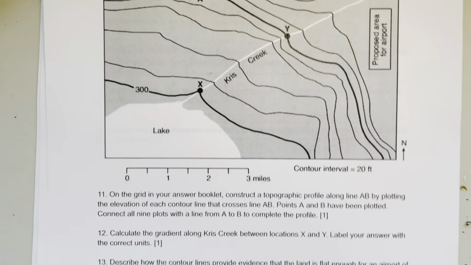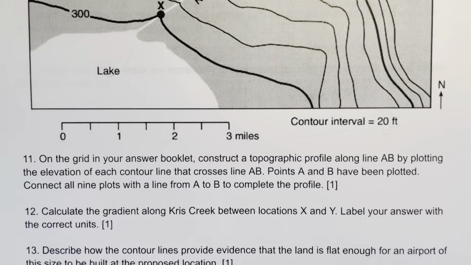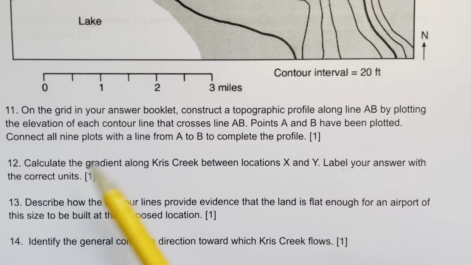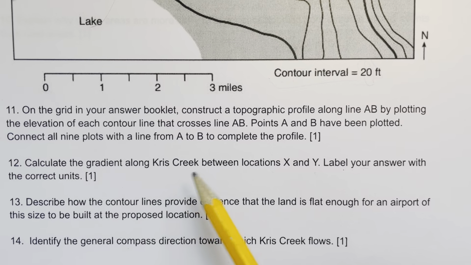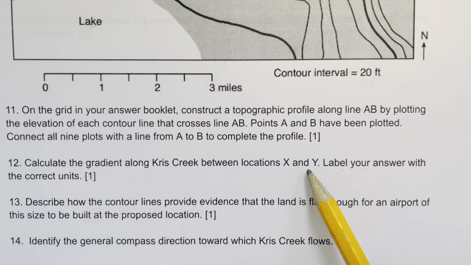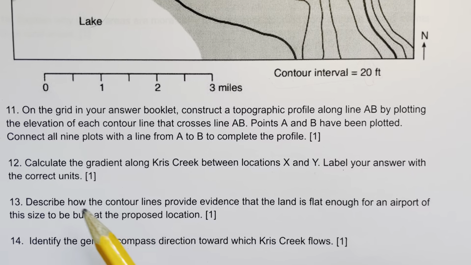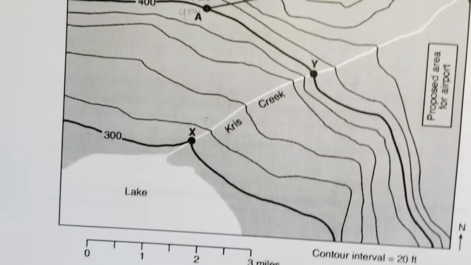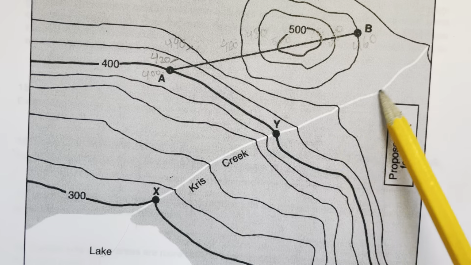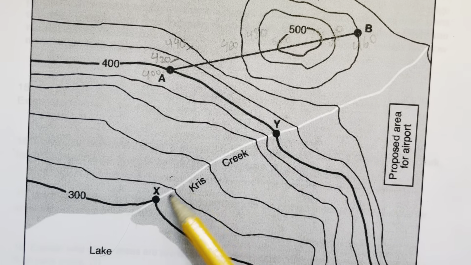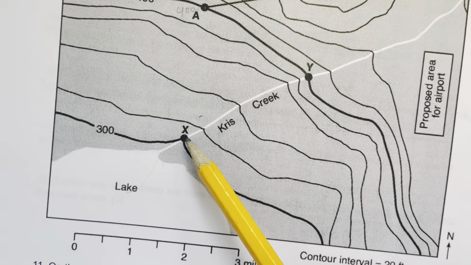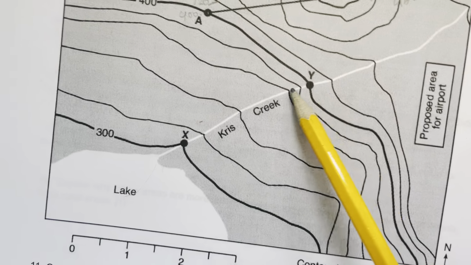Hey guys, so in this video we're continuing with our Regents Review short answer questions. Number 12 is asking, calculate the gradient along Chris Creek between locations X and Y. Label your answers with the correct units. It's talking about this creek right here, which is a creek or a river, and I just want to find the gradient between locations X and Y.